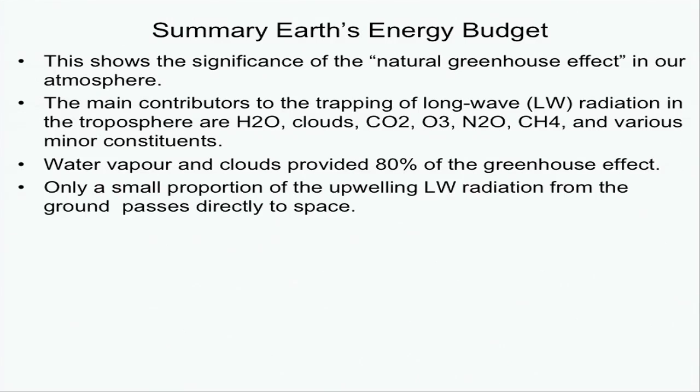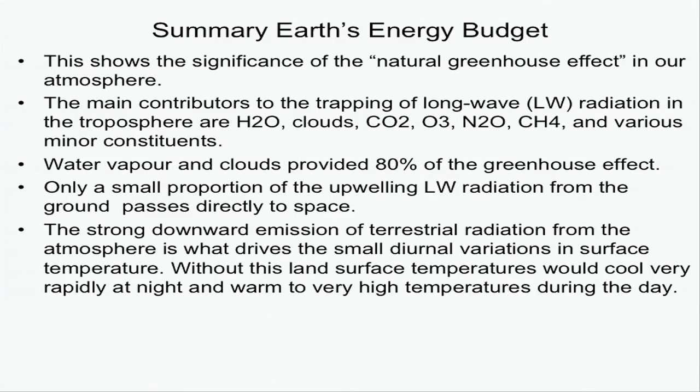Only a small proportion of the upwelling long-wave radiation passes directly into space through the atmospheric window. We have this very strong downward emission of that absorbed terrestrial radiation, following absorption from the atmosphere, mainly the troposphere. That drives those relatively small diurnal changes in surface temperature. Without that downwelling radiation, the land surface temperature would cool very, very rapidly at night, and it would warm to extremely high temperatures during the day.